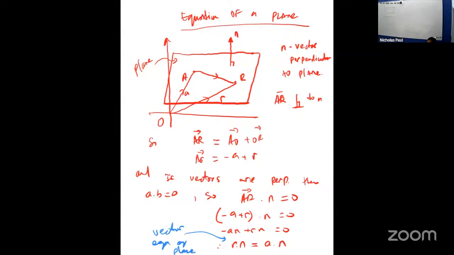Right, what you write down here is how to get the vector equation of a plane. I'm going to re-explain it, but this diagram is not what I got.